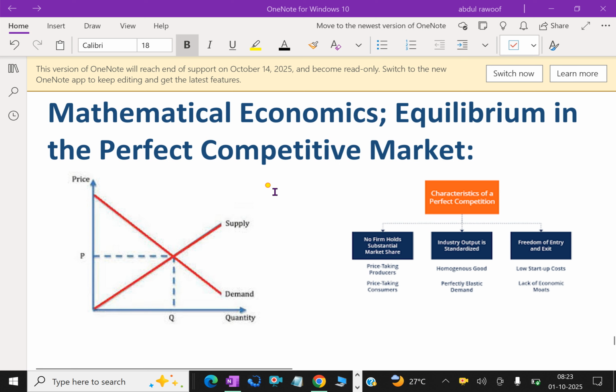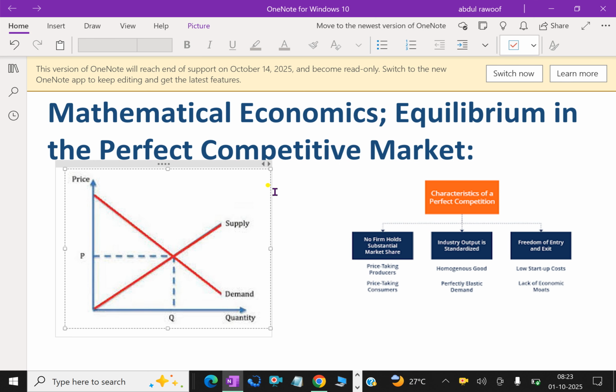Perfect competition is a market situation where the market is automatically regulated by the forces of demand and supply, over which individual sellers have no control. In the perfect competitive market, the firms are in equilibrium when they maximize their profits. The profit is the difference between the total cost and total revenue. Now we'll discuss further detail.